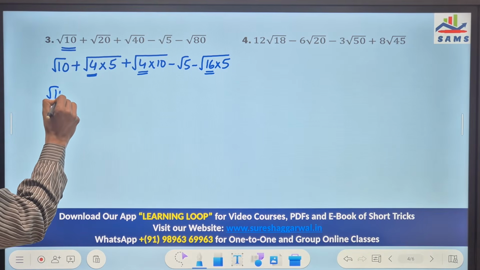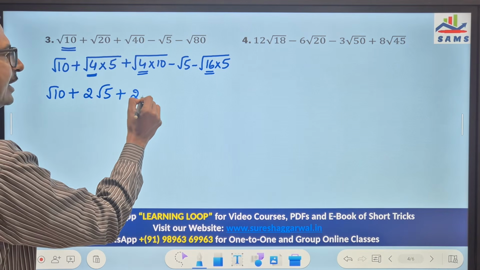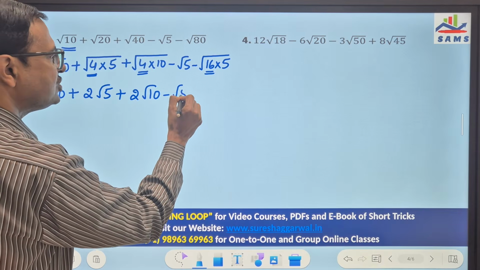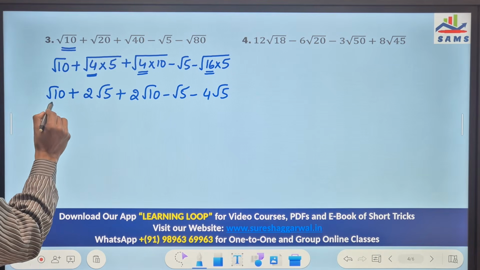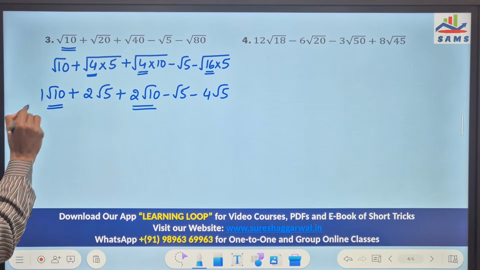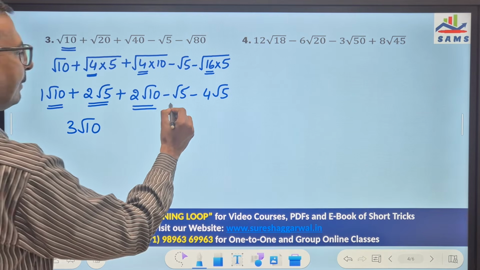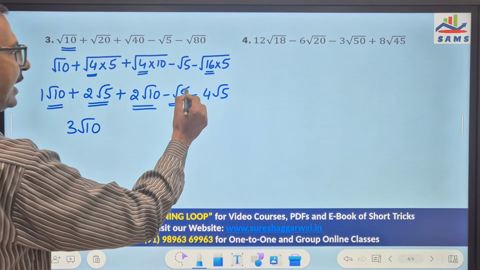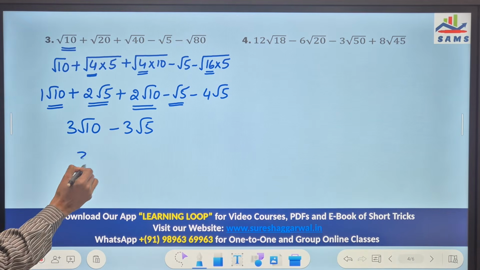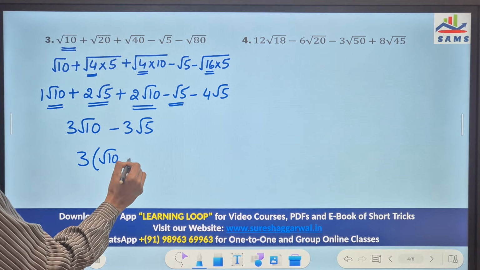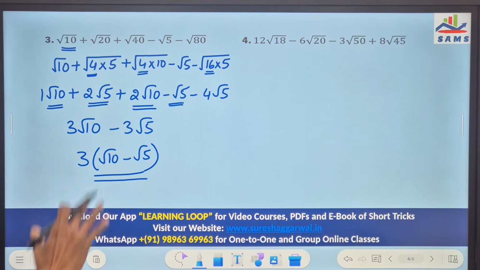So root 10 plus, this is 2 and 5 remains inside, plus 2, 10 remains inside, minus root 5, no change. And then 4 comes out, root 5. So how many terms contain 10 here? Root 10, 1, 2. So 1 root 10 plus 2 root 10 is 3 root 10, and 2 root 5 minus root 5 is 1 root 5, and then minus 4 root 5 is minus 3 root 5. And there's one more step I can do. I can take 3 as a common factor, and root 10 minus root 5 remains inside the bracket, giving me the simplified answer for this particular question.